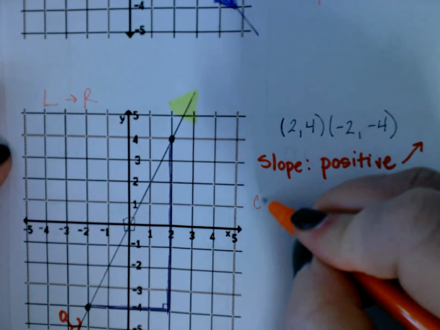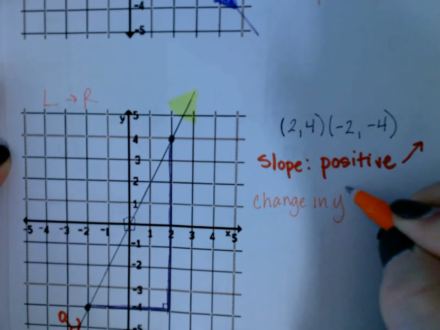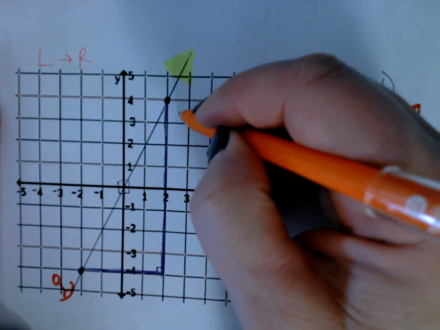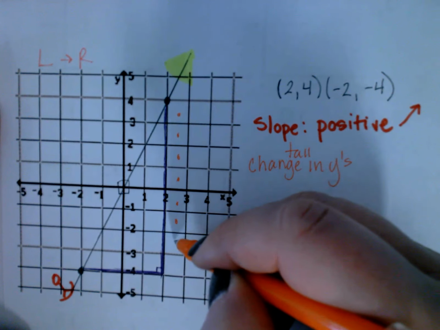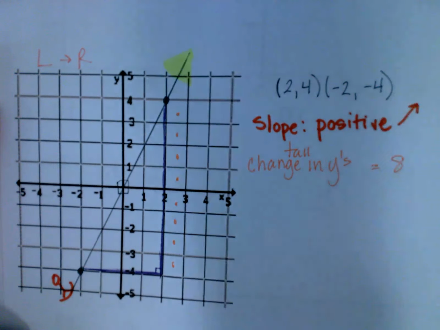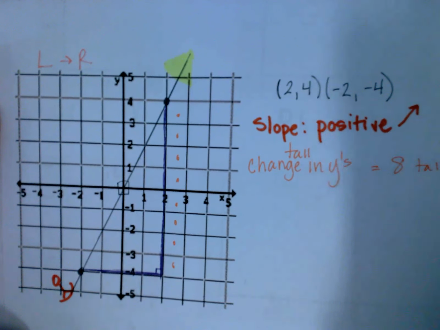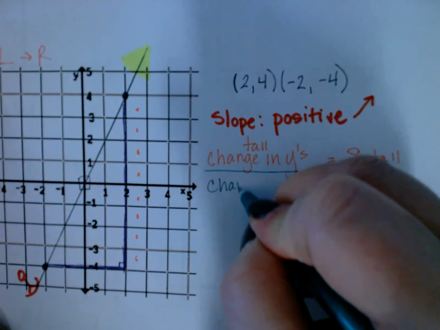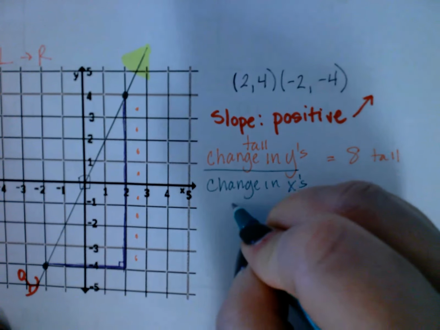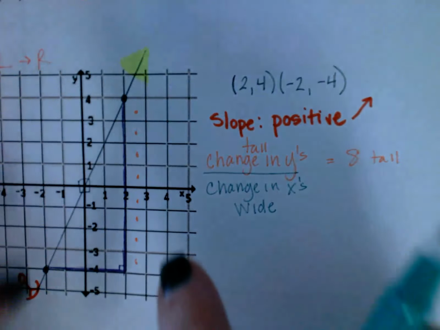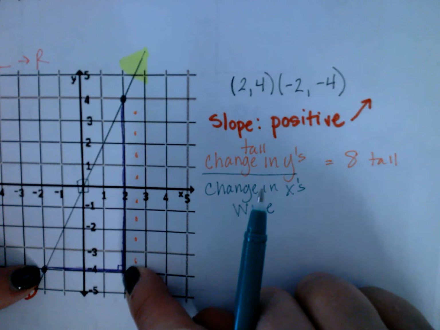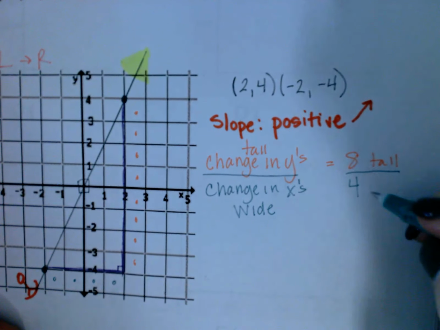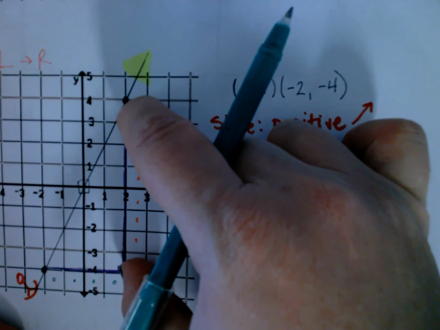Wonderful. We're going to start with the change in y's. How tall is this triangle we made? How tall is it? Well, 1, 2, 3, 4, 5, 6, 7, 8. It is 8 rows tall. Then I turn and I want to see the change in x's. What I'm really asking is, how wide is that triangle? From here to here, how wide is the triangle? 1, 2, 3, 4. It is 4 wide. Height and the width.